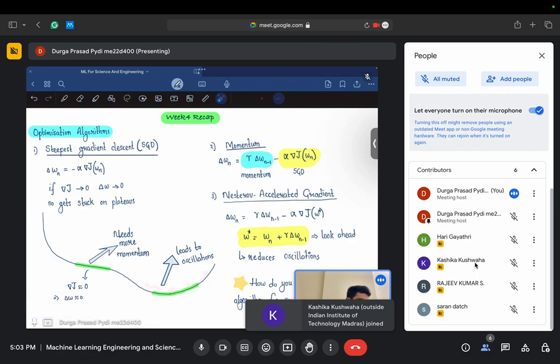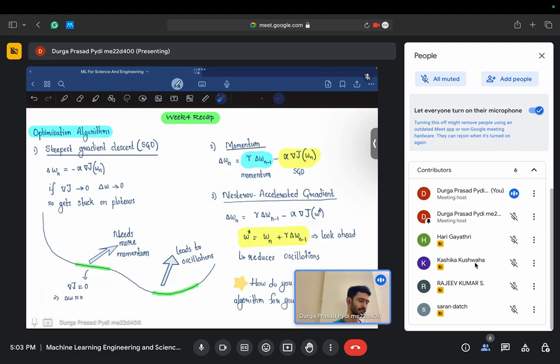So we came to the conclusion that because of this momentum you will have some oscillations. So in order to reduce that, the next method proposed, instead of just evaluating it, we take a look ahead and see whether it will oscillate or not, and then we reduce the step size accordingly. So this is what we discussed in the last session.